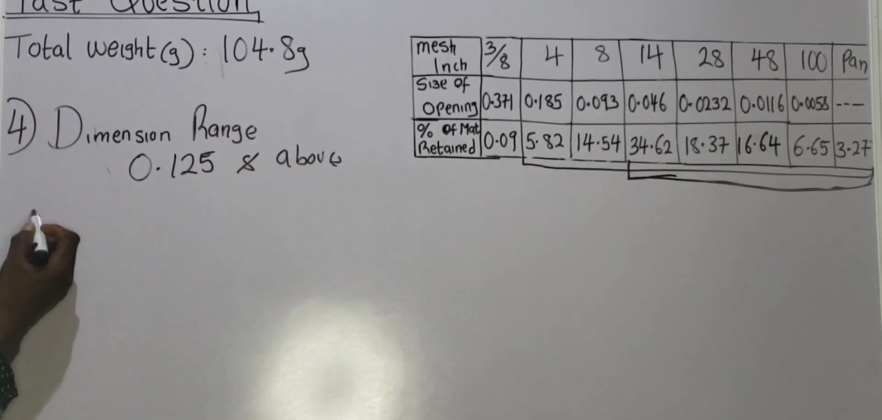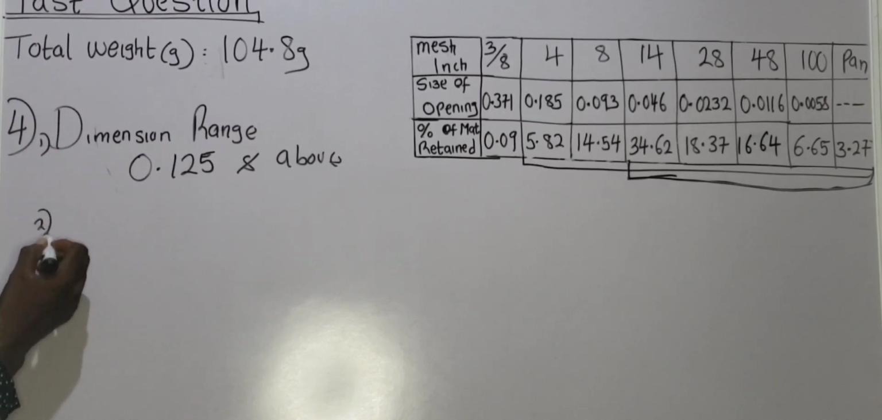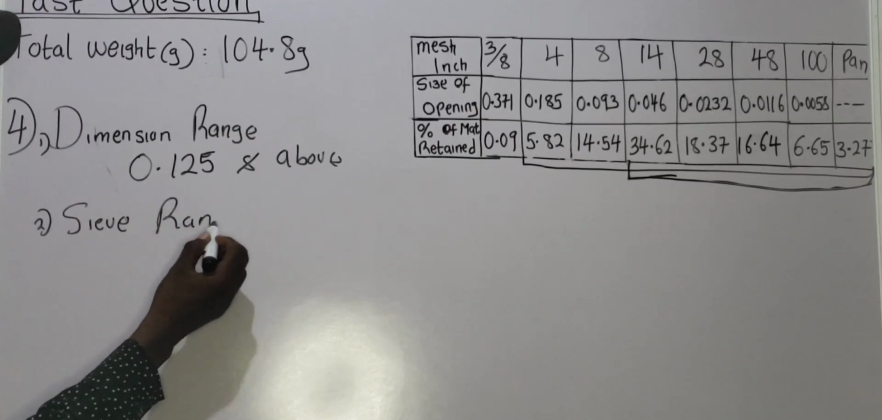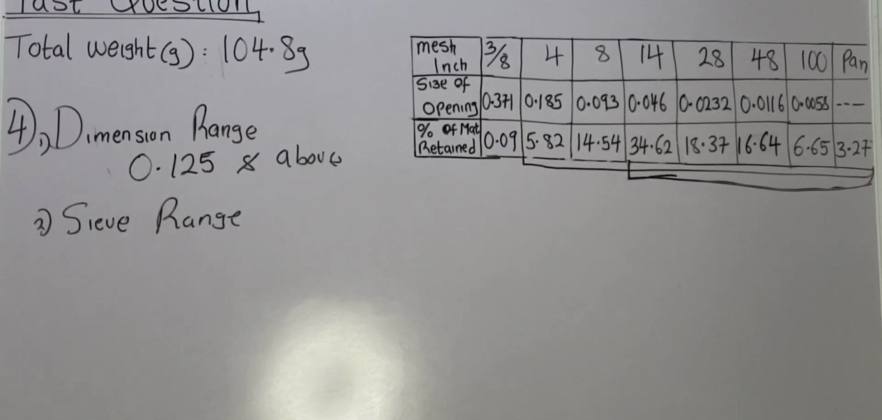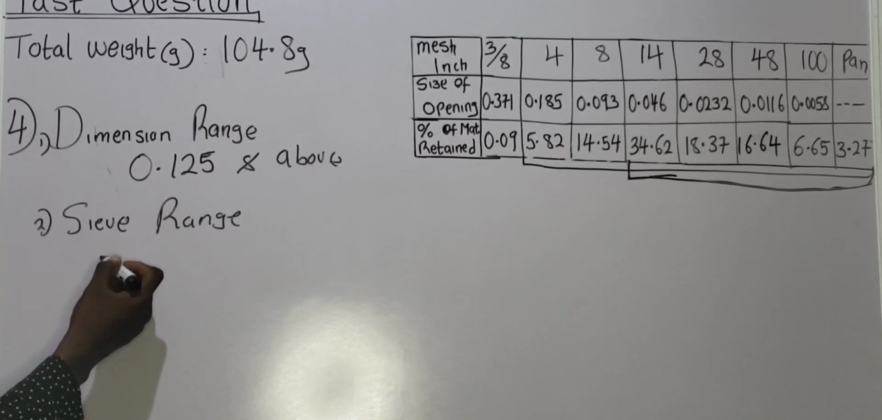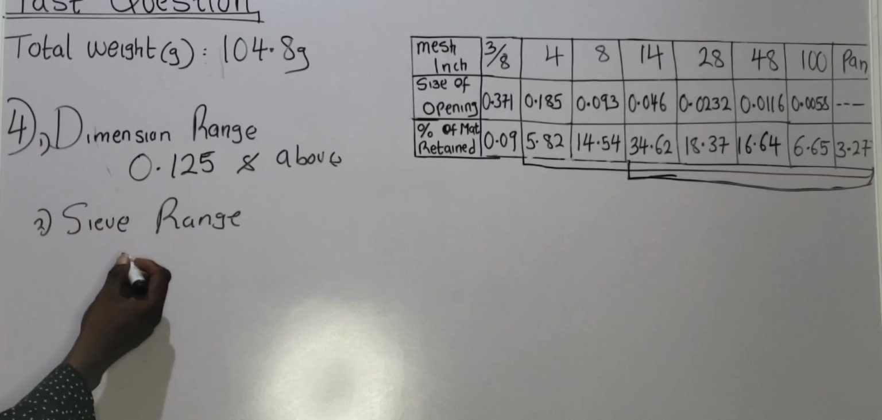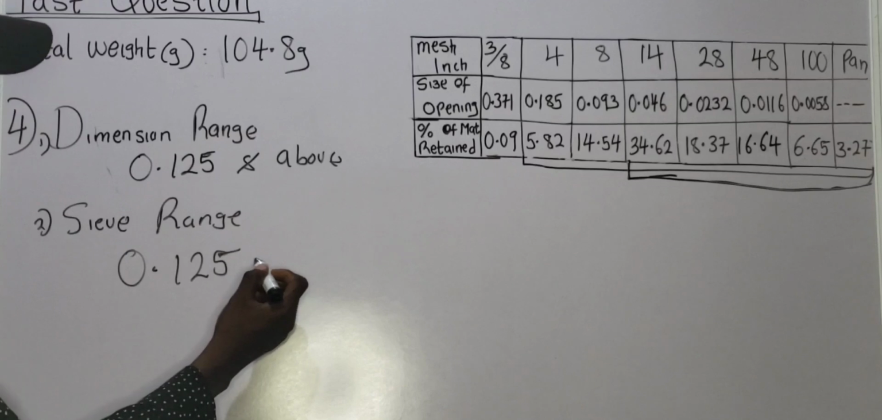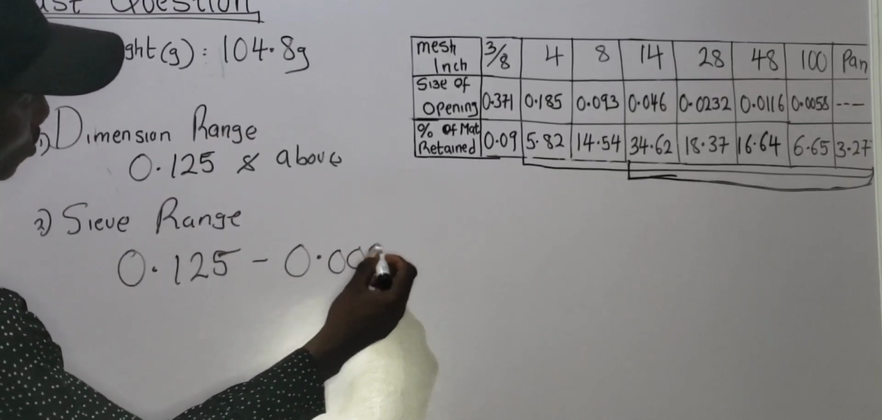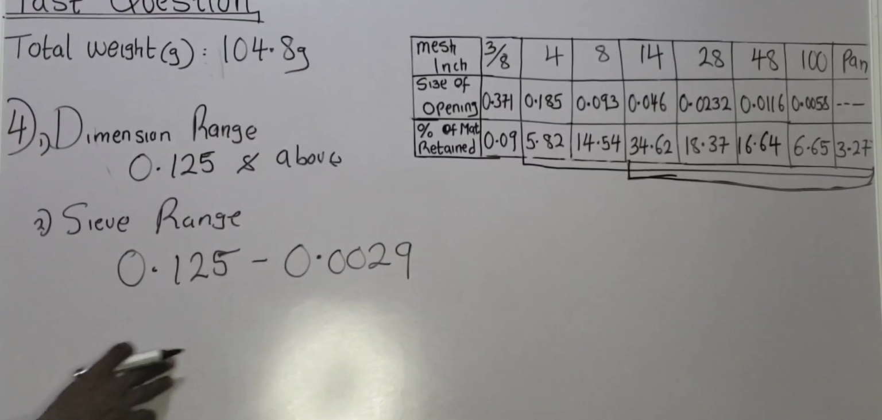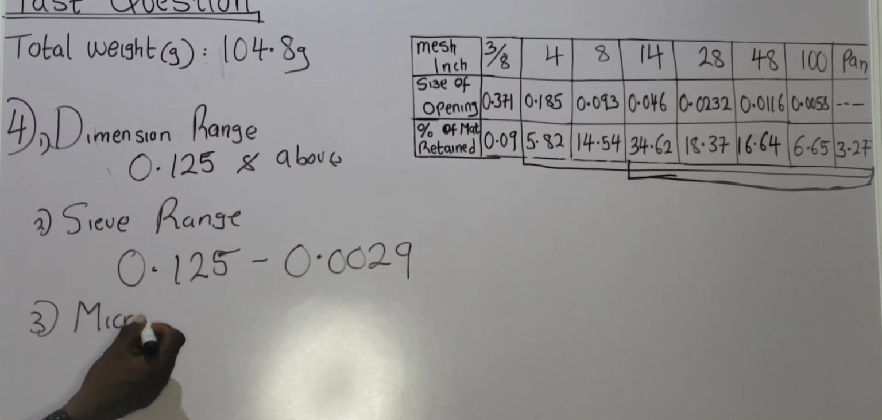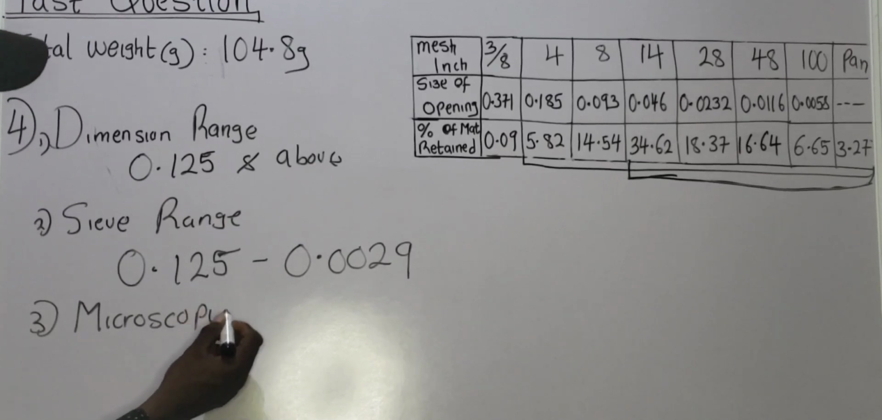We also have the sieve range. This is the second class, the sieve range. The sizes of materials in this class range from 0.125 to 0.0029. You understand? So this is the class of those materials. And the third one is the microscopic range.